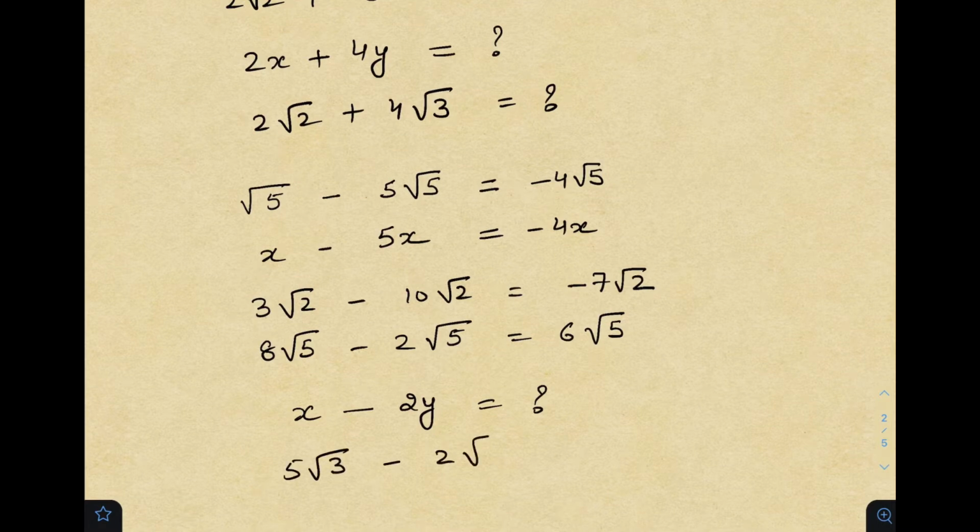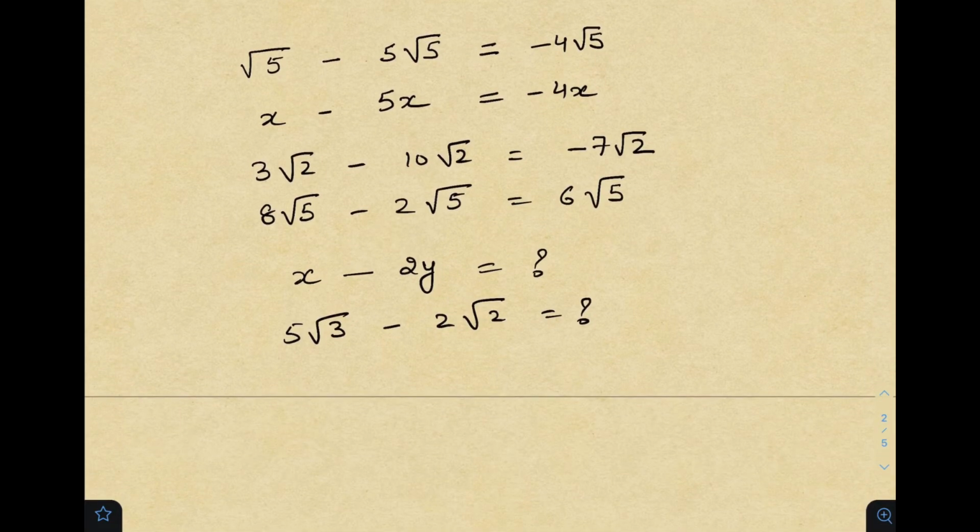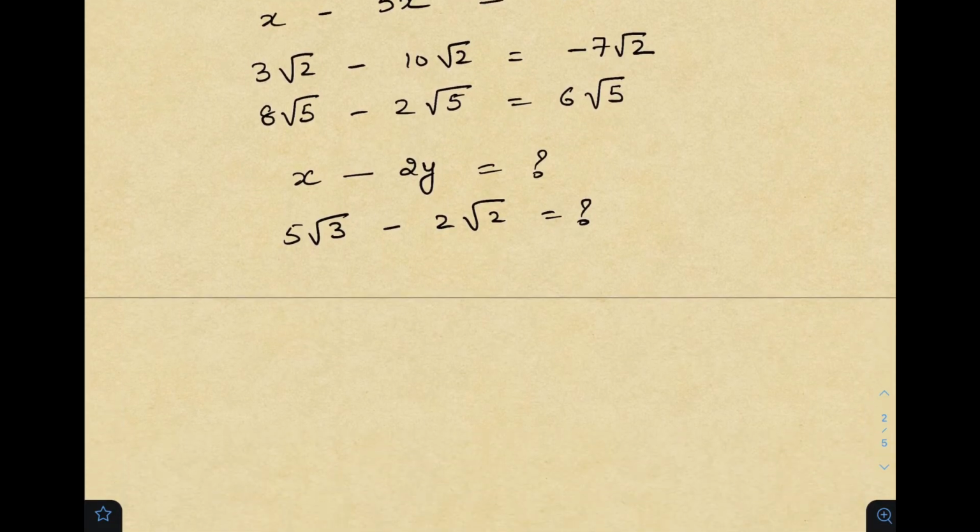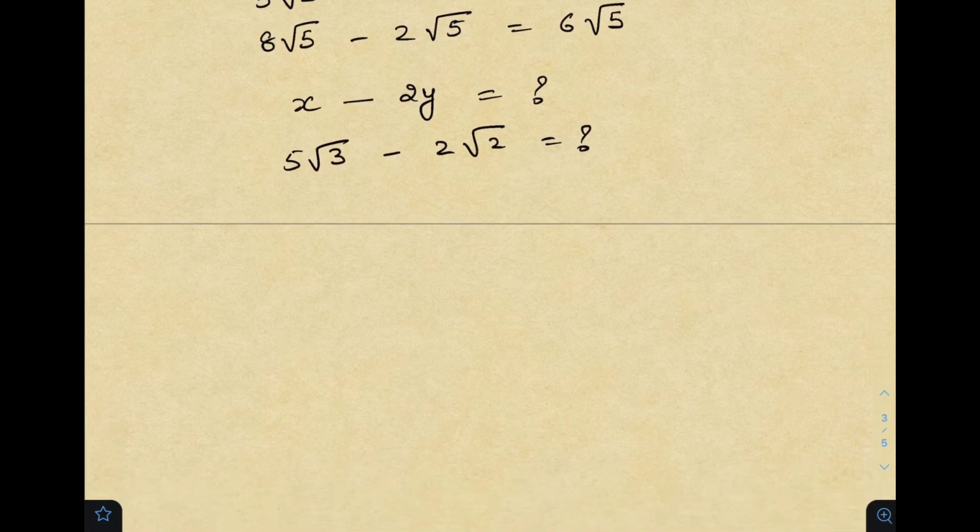Can we subtract two variables which are not like terms? No, it remains the same. x minus 2y cannot be simplified. Same goes with the irrational numbers. We cannot simplify 5 root 3 minus 2 root 2 further. They remain as they are because root 3 and root 2 are unlike terms.